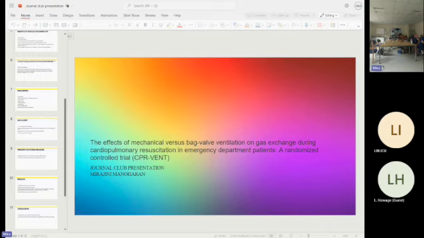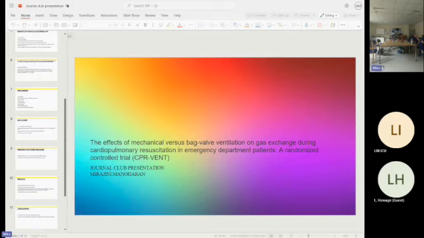So I think they looked at 120 cardiac arrest patients in total. After the exclusion, they had about 60, and they did a one-to-one randomization to either group. If they were in the mechanical ventilation group, they got volume control ventilation at about 6 to 7 mils per kilogram with no PEEP. The respiratory rate was set at 10, and they received 100% oxygen.